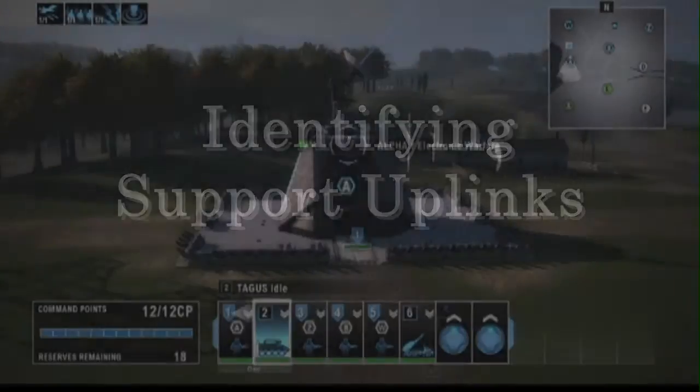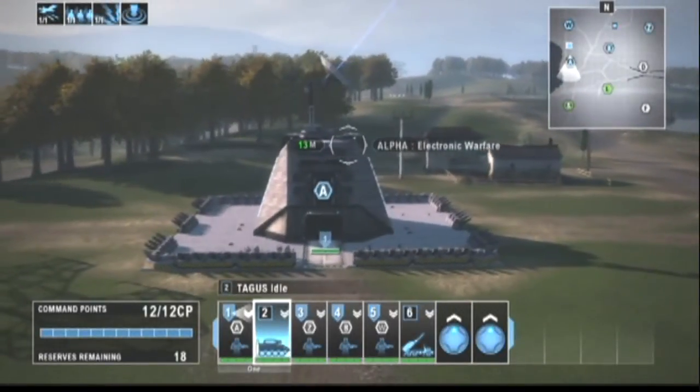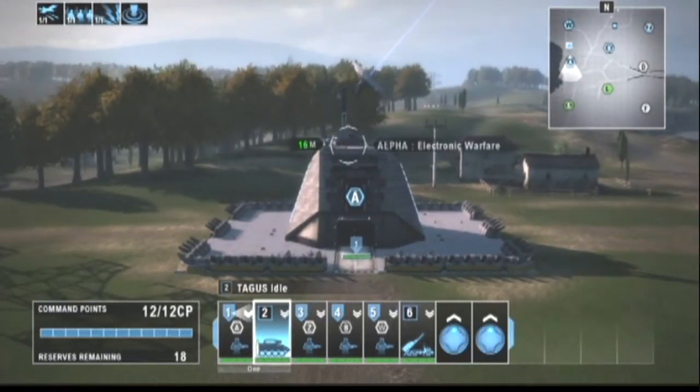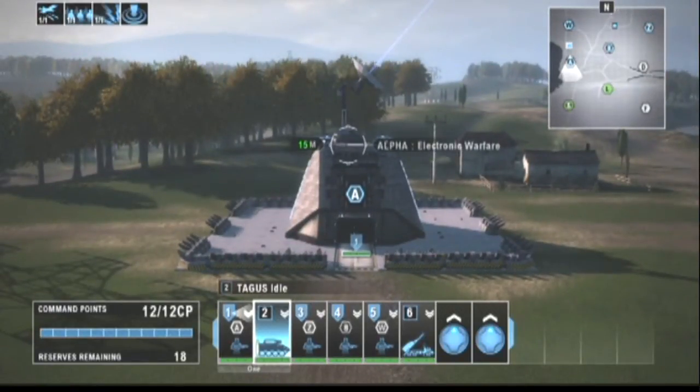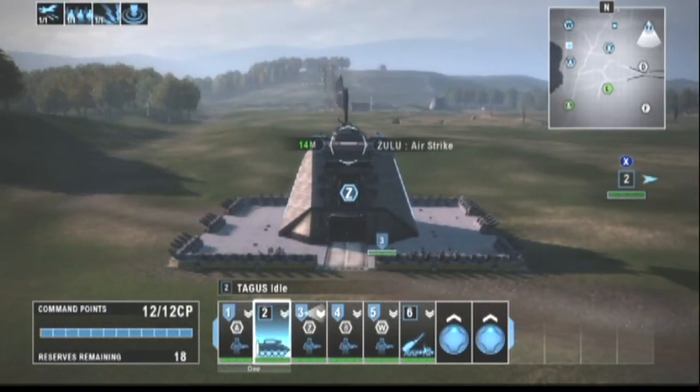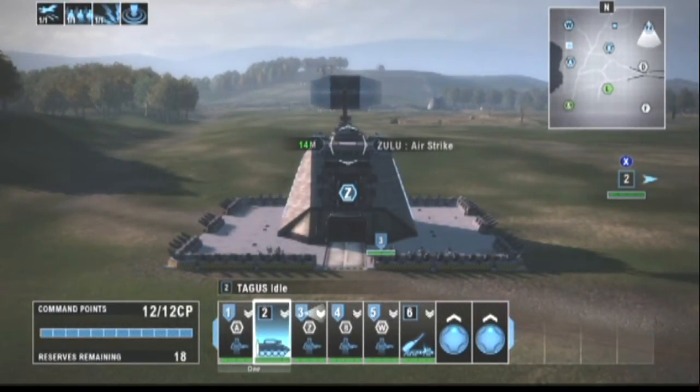Now we're going to be taking a look at identifying support uplinks. It's always important when you're playing against an enemy with supports that you know what type of support they're going to be throwing at you, whether it be force recon, airstrikes, or simply electronic warfare. It's real easy to identify the bases just by looking at them. Electronic warfare will always have a satellite dish on top with a laser shooting towards the sky. This is an airstrike uplink. It will always have a radar on top turning.